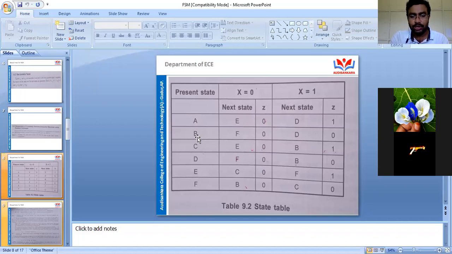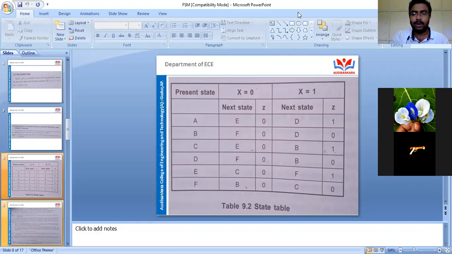And likewise, check other possibilities. Check your present state B's output combinations. What are they, students? 0 and 0 here. Check your D states: D 0, 0. And check your state F: 0, 0. So you can make B, D, F a single group, students.